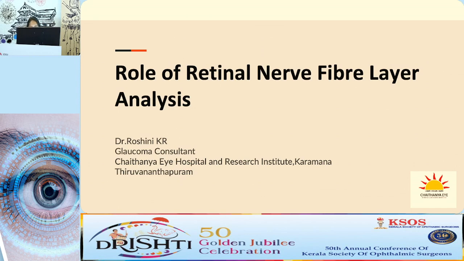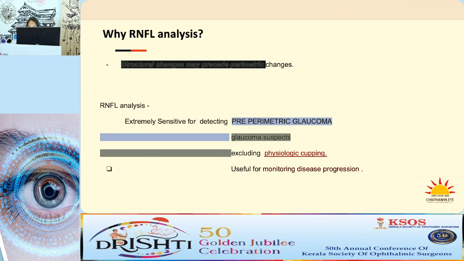Let's see the role of retinal nerve fiber layer analysis in glaucoma diagnosis. So why RNFL analysis? We all know structural changes may precede perimetric changes, and RNFL analysis is extremely sensitive for detecting pre-perimetric glaucoma suspects, excluding physiological cupping, and is useful for monitoring disease progression as well.